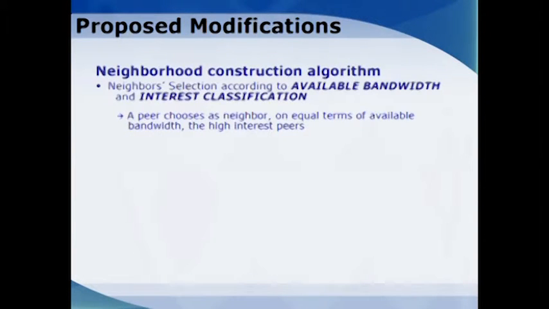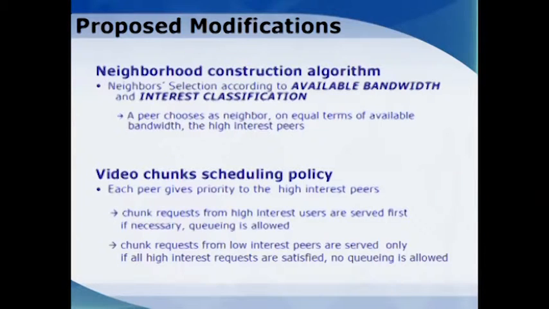To grant a better service to high-interest users, I propose two modifications of the peer-to-peer streaming system: a new neighbor construction algorithm and a new video chunk scheduling policy. Referring to the former, when a peer chooses a new neighbor, it ranks the possible peers according to available bandwidth, and for the same value of bandwidth, it chooses high-interest peers first.